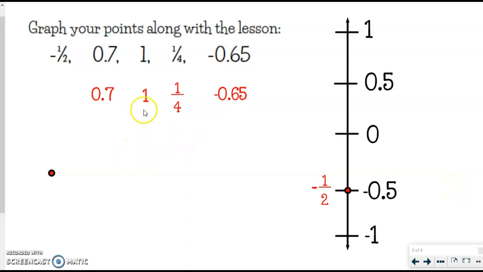I'm going to jump to 1 just because that is super easy. It's one of our endpoints, so we know that our 1 is going right there. So I'm going to get that one out of the way. All right, the last 3 are just a touch harder, but we can do it. 0.7 is going to be positive.